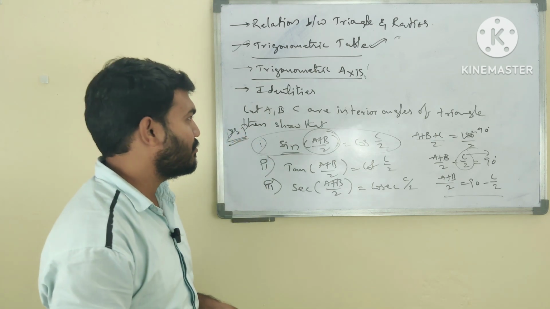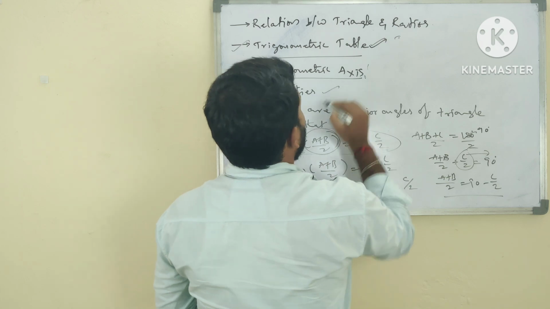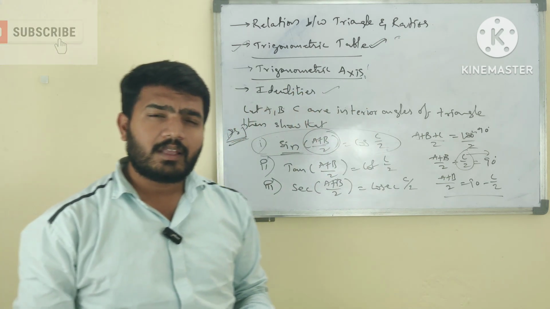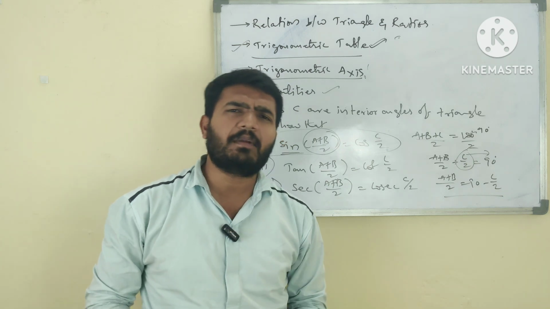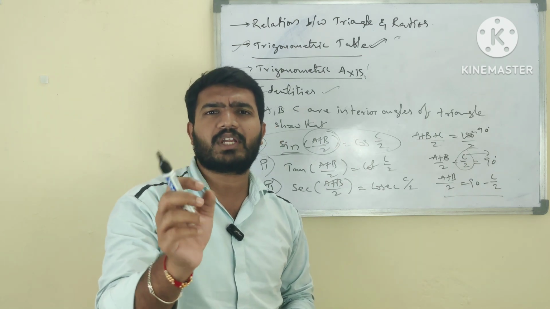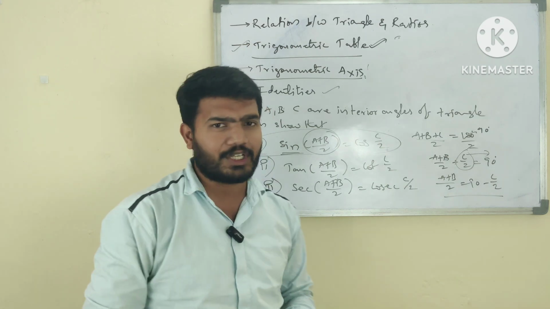Very important question. Next, after that, the fourth one is identity. In identity, there are two questions which are very important. Maximum 99% one of the long questions will be given from those two. So let's see those questions.